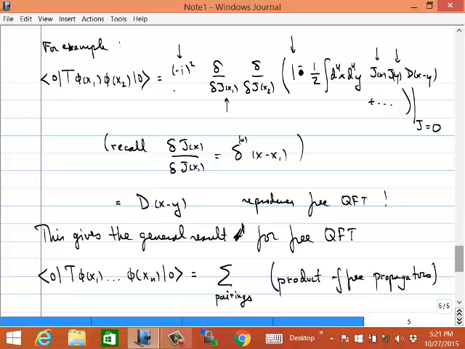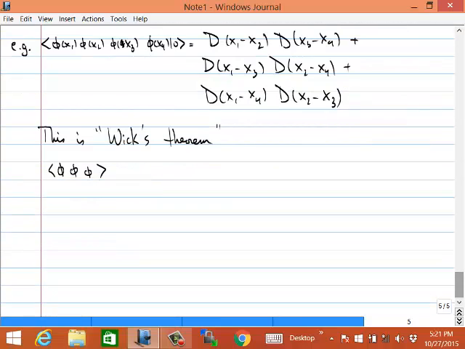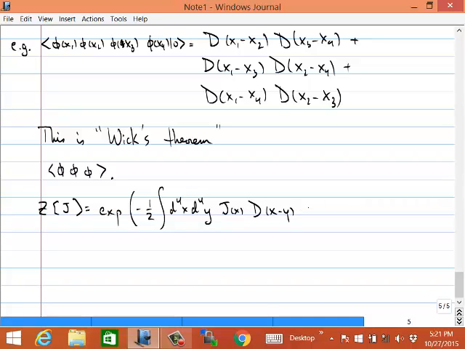So, what I would like to do now is just introduce a sort of suggestive notation, because I get tired of writing formulas. In particular, I want to introduce a graphical notation to keep track of all of the terms that are appearing in this sum. In particular, we have this expression for Z of J. It was the exponential of, I believe, minus 1/2 times the integral d4x, d4y, J of x, D of x minus y, J of y.